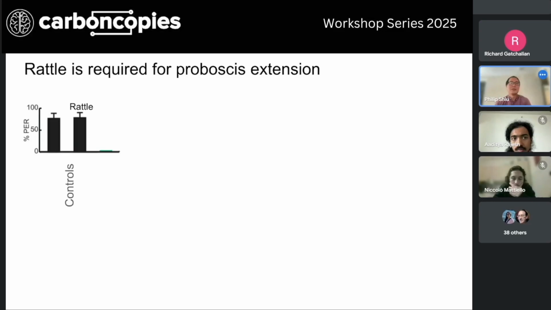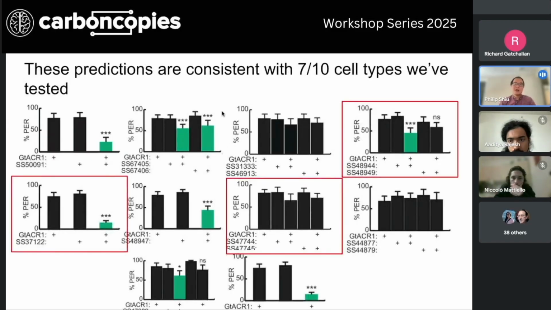So what we did was, in biological flies, present the fly with sugar. And we then measured whether or not the fly extended its proboscis, that is to say, whether or not motor neuron 9 was activated. In the control flies, we presented a particular concentration of sugar, and three-quarters of the flies extended their proboscis to sugar. But when we silence Rattle, flies are much less likely to extend their proboscis. So basically, the computational model predicted that Rattle would be required for motor neuron 9 activation, and in fact, our experimental results confirmed this. And in general, the predictions are consistent across 7 out of 10 cell types that we've tested.